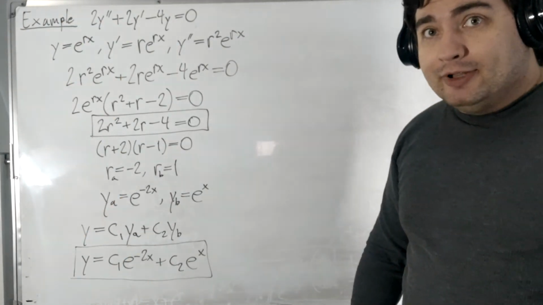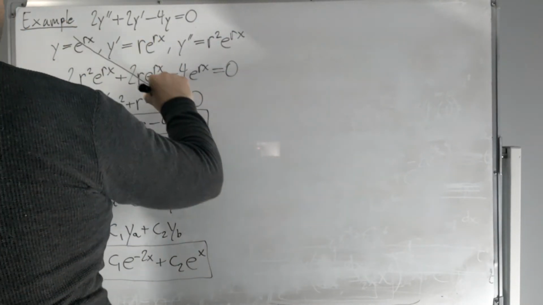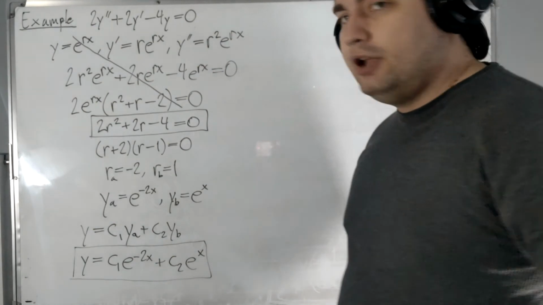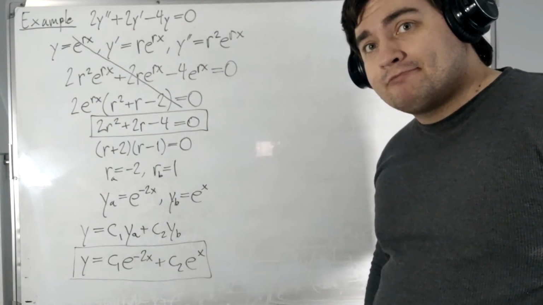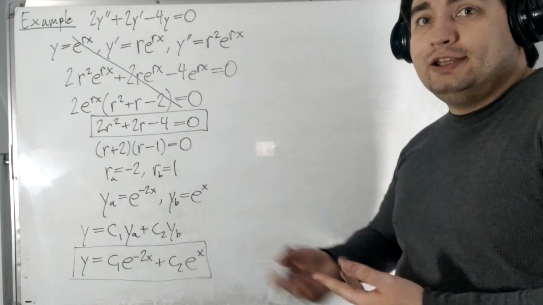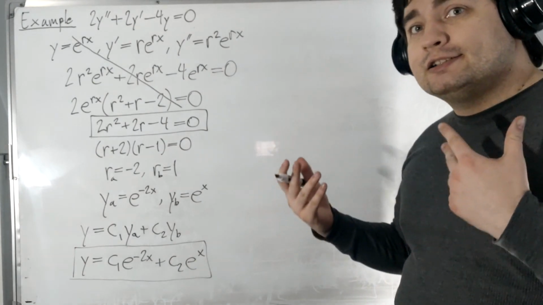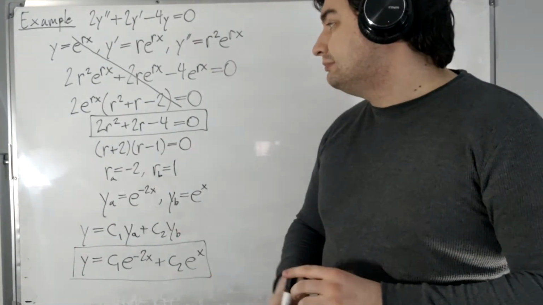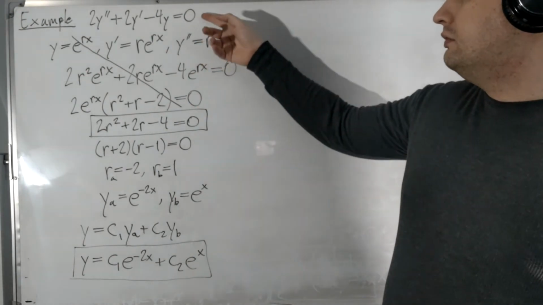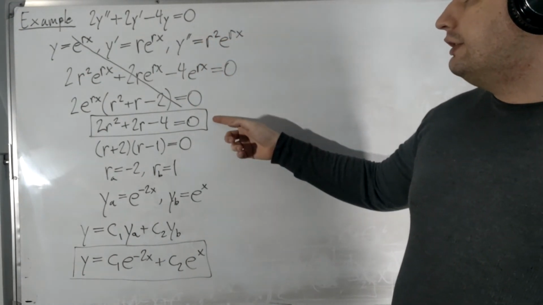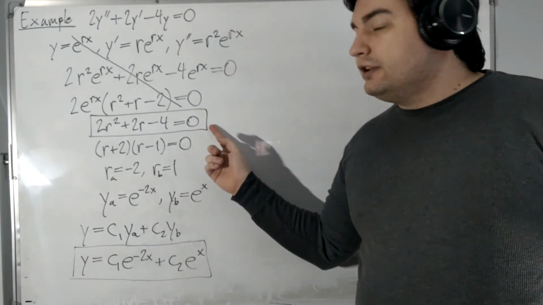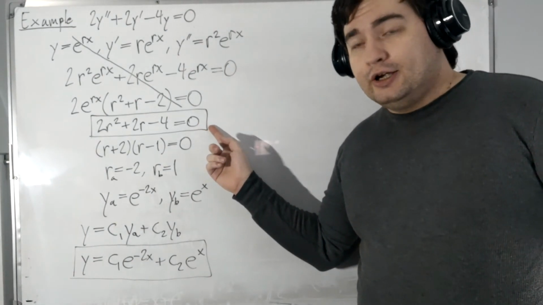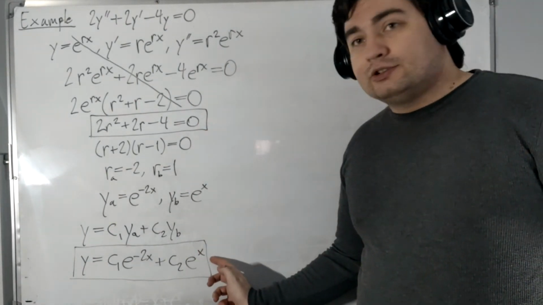And that always happens. So when doing your work, you can just skip that step of showing how e to the rx is being used as a guess to find the solution. We just need to go right to this characteristic equation. And then by studying the roots of the characteristic equation, we can figure out what the general solution will be.